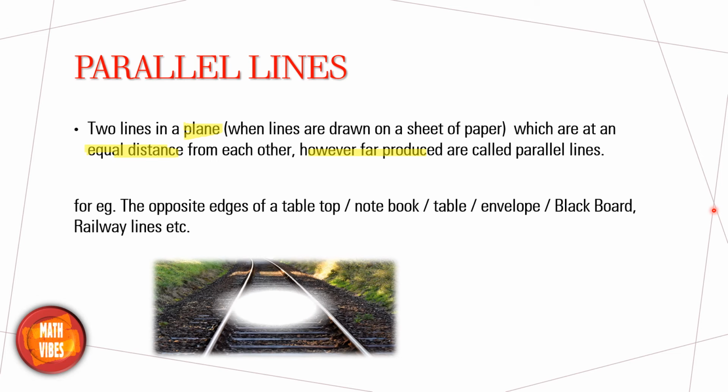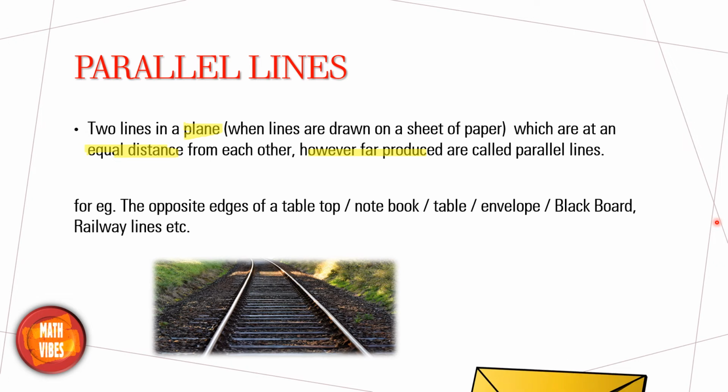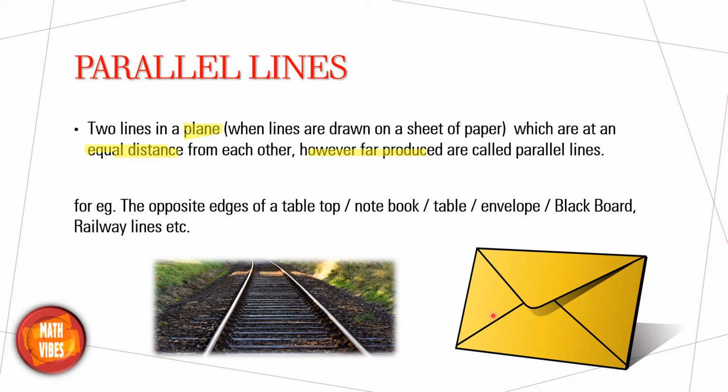Let us look at some of the images. Like here, if you see, this line is always at an equal distance from this line, and that is why the train will move forward, right? The next is the opposite edges of this envelope. See these two lines, and these two lines also, they are the edges of this, right? They are examples of parallel lines.